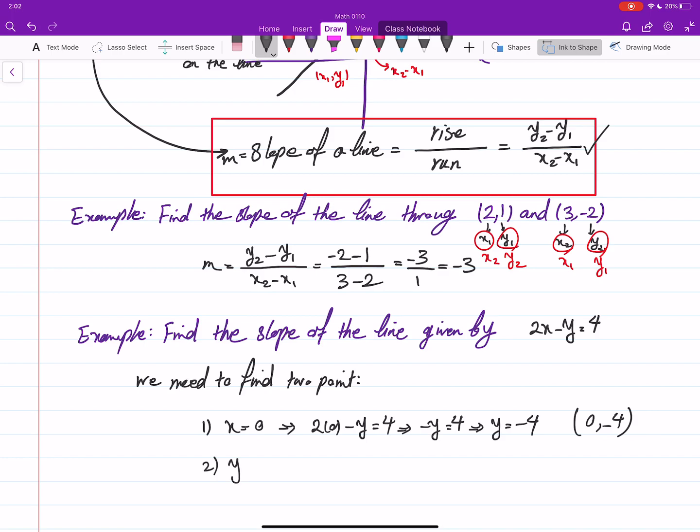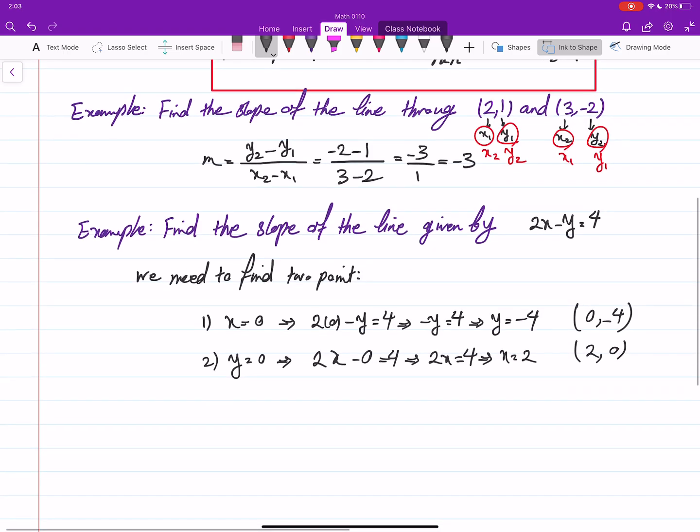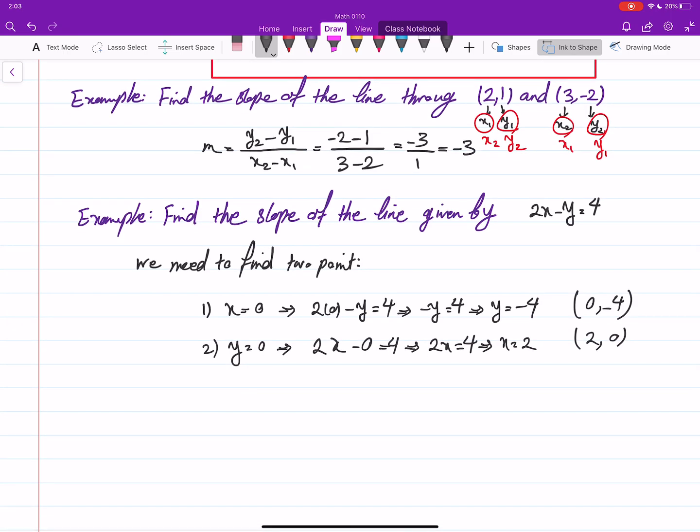Well, let me just plug in y equals 0. So 2 times x minus 0 is equal to 4. That is 2x equals 4, and that means that x is equal to 2. So we have (2, 0) as the other point. Now that I have 2 points, I can pick this one as x1, y1 and this one as x2, y2.